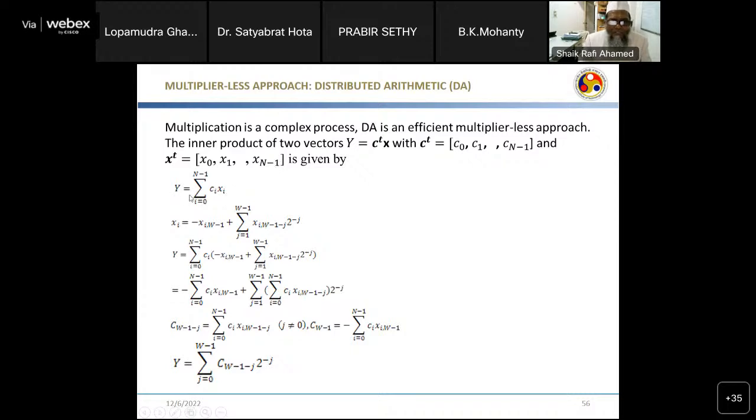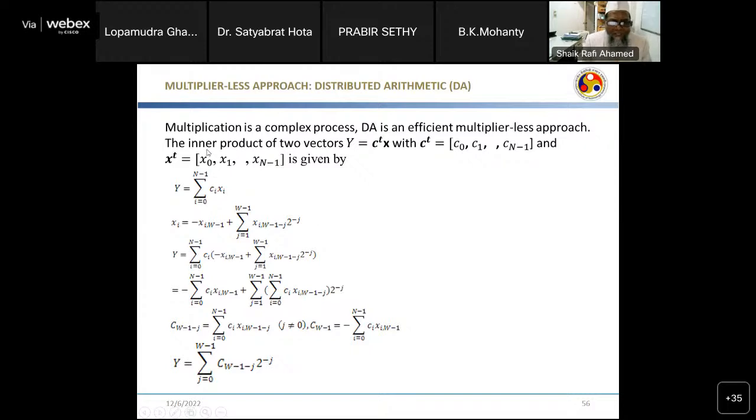This we are going to represent in summation notation. Y is C transpose X: C is shown here as a row vector, C transpose becomes a column vector, and X is a row vector. If you multiply these, you get C0 X0 plus C1 X1 plus C2 X2, up to Cn minus 1 Xn minus 1. This is nothing but a sum of products, or inner product. If you take a filter, we have only sum of products. If you take a transform, sum of products only. So if I implement this inner product realization, then I can easily realize any filter or any transform.